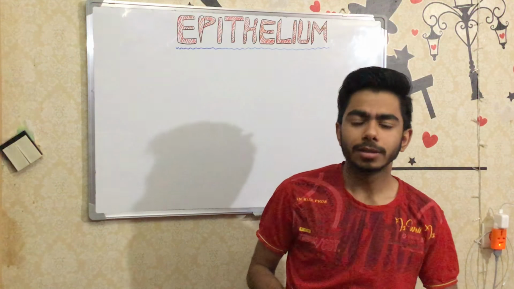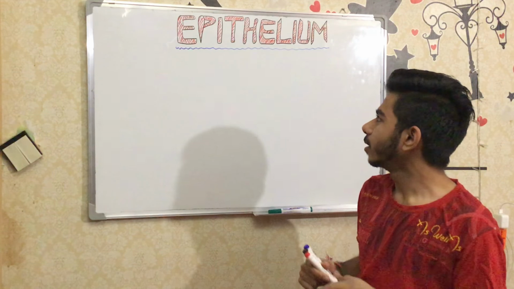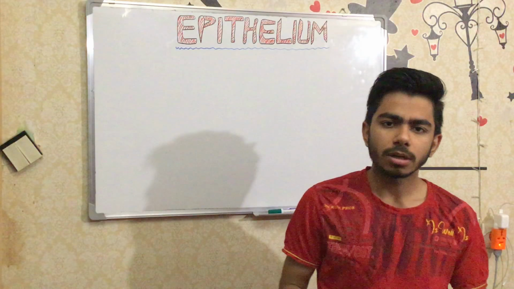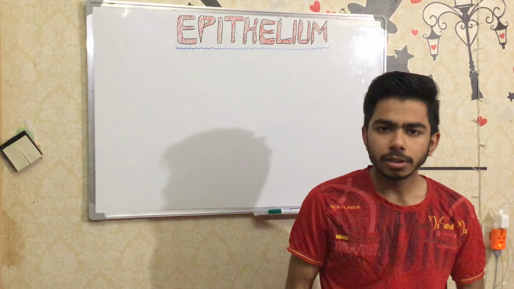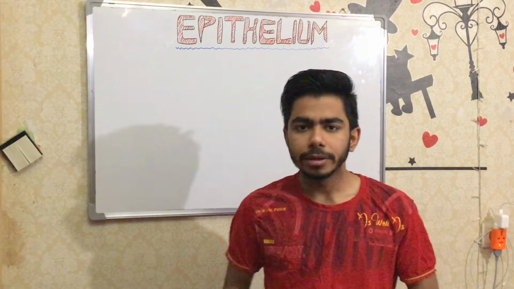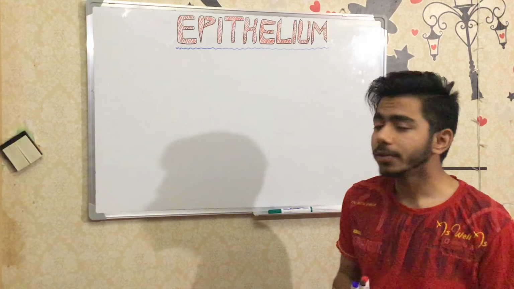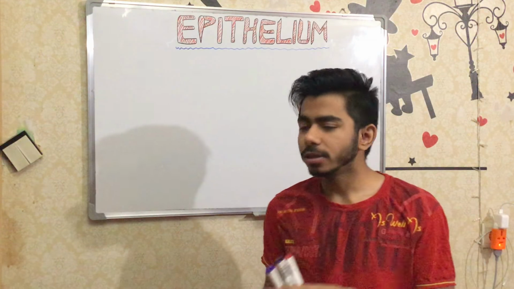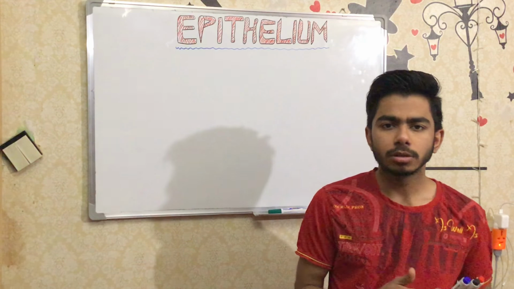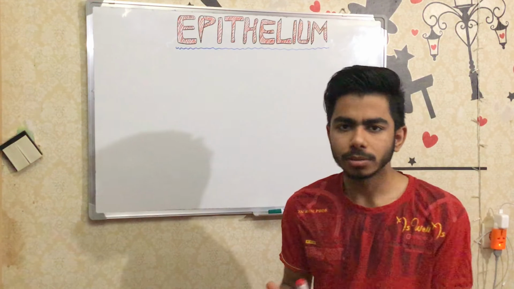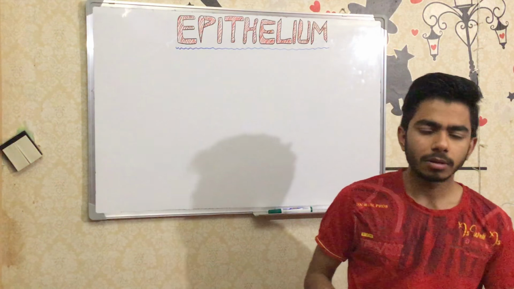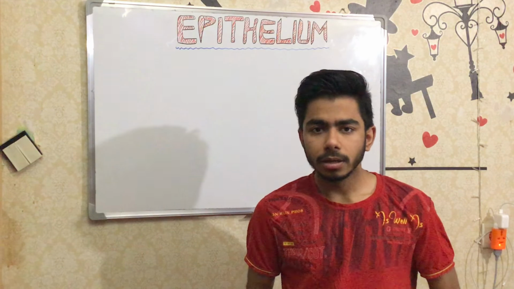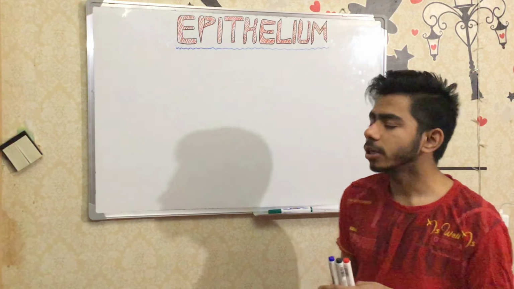Hello friends, in the last section I was talking about the epithelium, and there I discussed the types of epithelium, the classification of the epithelium, and the locations of the various kinds of epithelium, that is, where those epithelia are located, for example cuboidal or columnar or squamous epithelium. Further, I've discussed the functions of the epithelium.